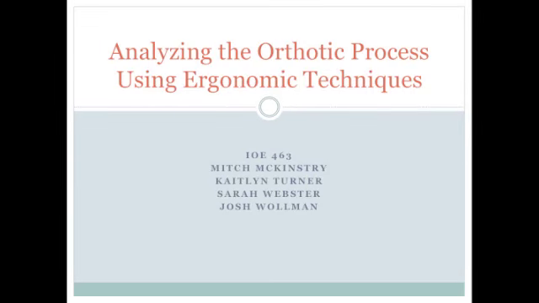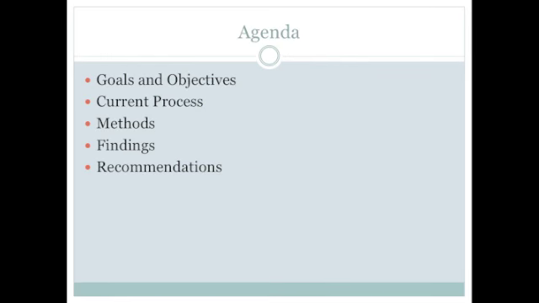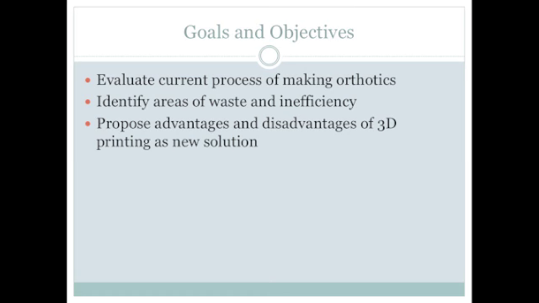Hello, our project focuses on the creation of an ankle-foot orthotic, or an AFO, at an orthotic and prosthetic clinic located in Ann Arbor. Today we will discuss our goals and objectives of the project, the current process to create an orthotic, the methods we used, and our findings and recommendations. We have three main objectives: evaluate the current process of making an orthotic, identify areas of waste and inefficiency, and propose advantages and disadvantages of 3D printing as a new solution.